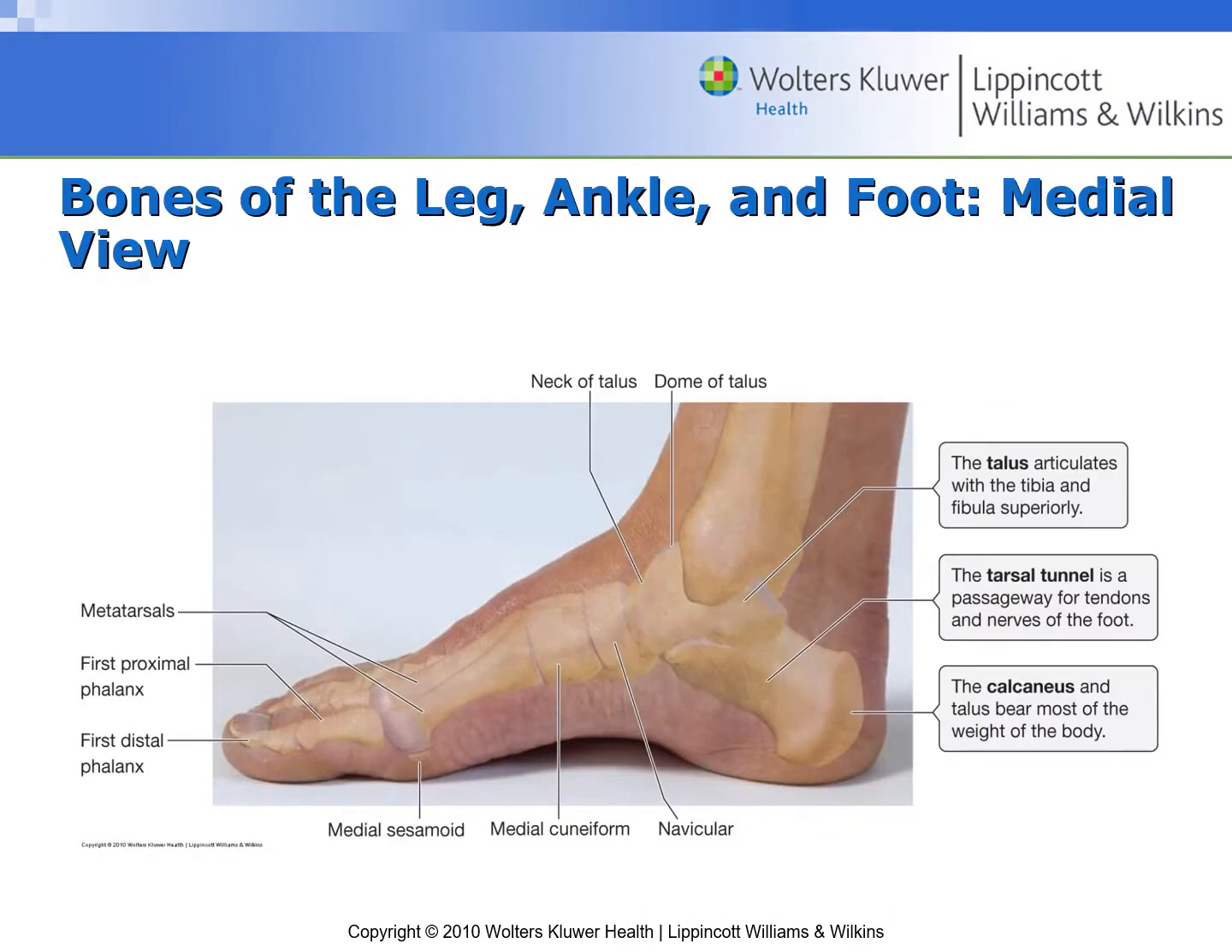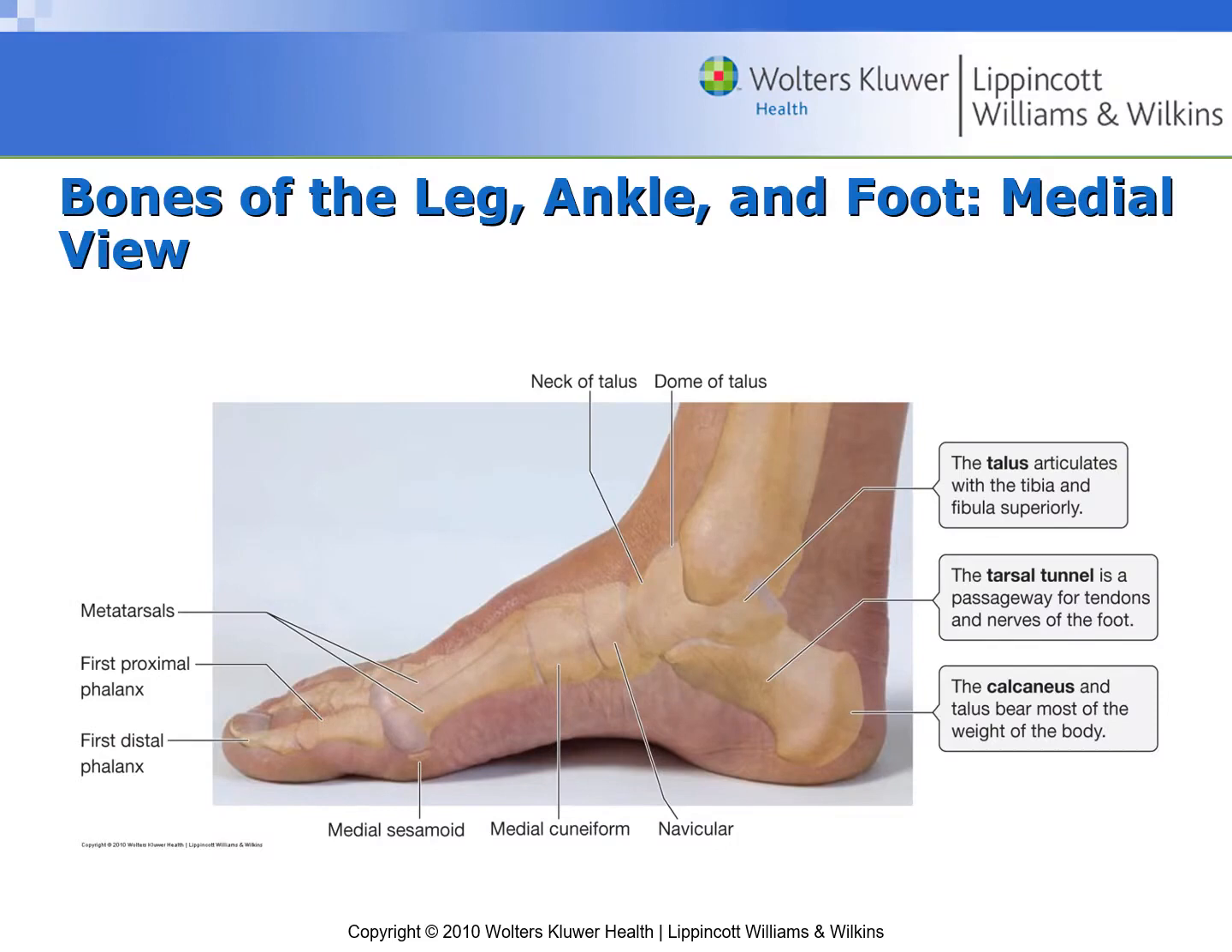Now let's take a look at the bones of the leg, ankle, and foot from a medial view. Beginning from the right-hand side most superiorly, we see the metatarsals. We can also see the first proximal phalanx, the first distal phalanx, and the medial sesamoid bone. We see the medial cuneiform. We also see the navicular bone.